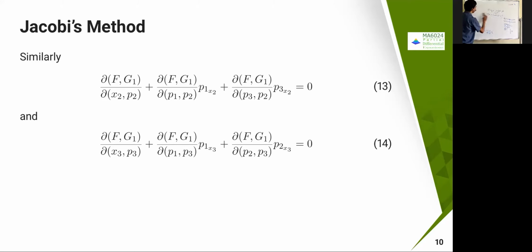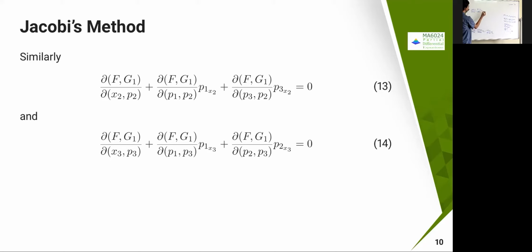Let me write those 3 equations. So I have an equation f of x1, x2, x3, p1, p2, p3 equal to 0. Again I am going to get a similar kind of equation: dou of f, g1 divided by dou of x2, p2, plus dou of f, g1 divided by dou of p2, p1. So P1 P2 is going to come, and then P2 X2 is going to come, P1 X2 is going to come. Okay, so P1 P2.